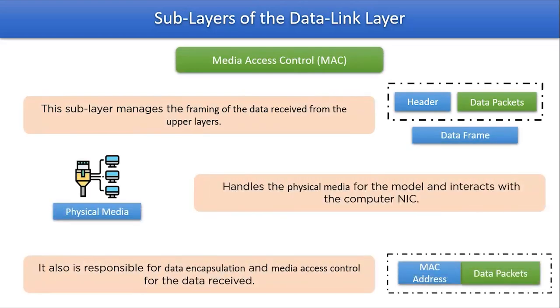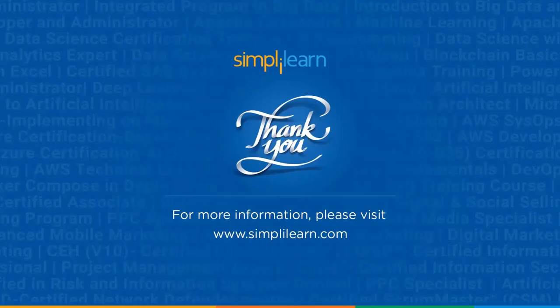Next, we have the media access control. This sublayer manages framing of the data received from the upper layers. This layer also handles the physical media for the model and interacts with the computer NIC. It is also responsible for data encapsulation and media access control for the data received. With this, we have discussed all the important points and functions of the data link layer in the OSI model.